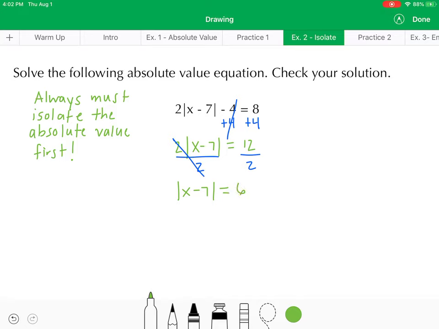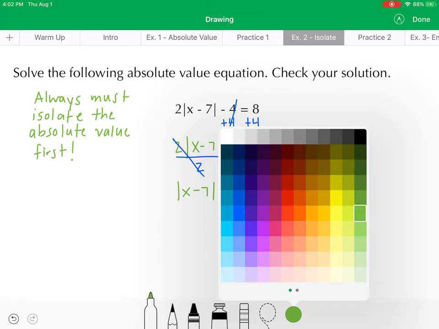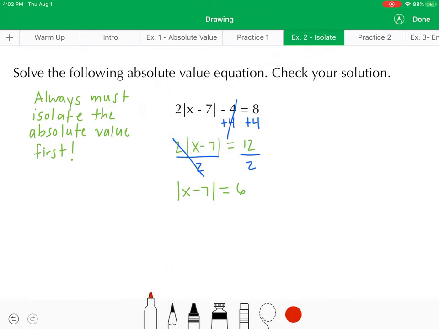Now let's pause here for a second. Let's back up to that previous step. Sometimes instead of dividing by 2, I will get students that try to distribute the 2 into the absolute value. That is a huge no-no. So let's write this in here. Never distribute into absolute value. Don't distribute the 2, instead divide it out.